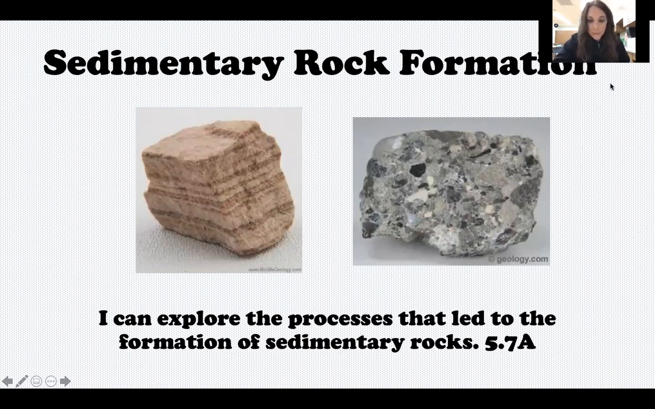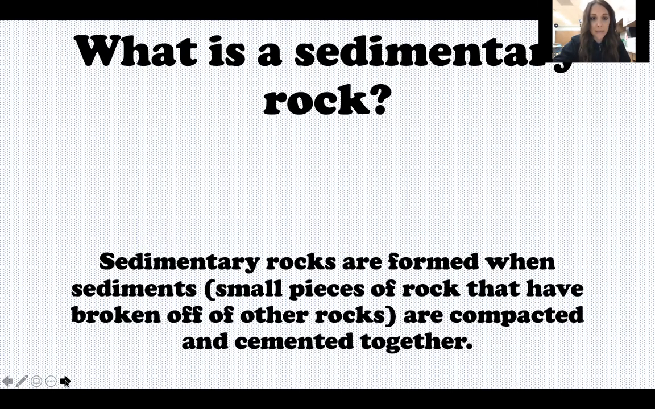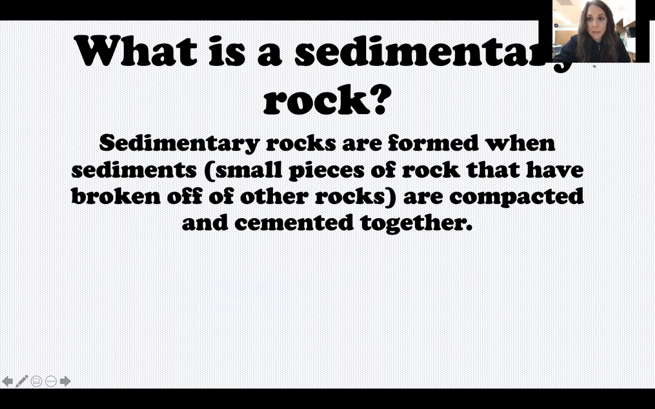Your target says, I can explore the processes that led to the formation of sedimentary rocks. And here I have two pictures of different kinds of sedimentary rocks. And after we discuss these steps or these processes, you will understand why these are sedimentary rocks and how to identify sedimentary rocks. So, a sedimentary rock is a rock that is formed when sediments, which are small pieces of rock that have broken off of other rocks, are compacted and cemented together. So if you look at that word sedimentary, you see the word sediment. So that's an easy way for you to remember that sedimentary rocks are made up of sediments.